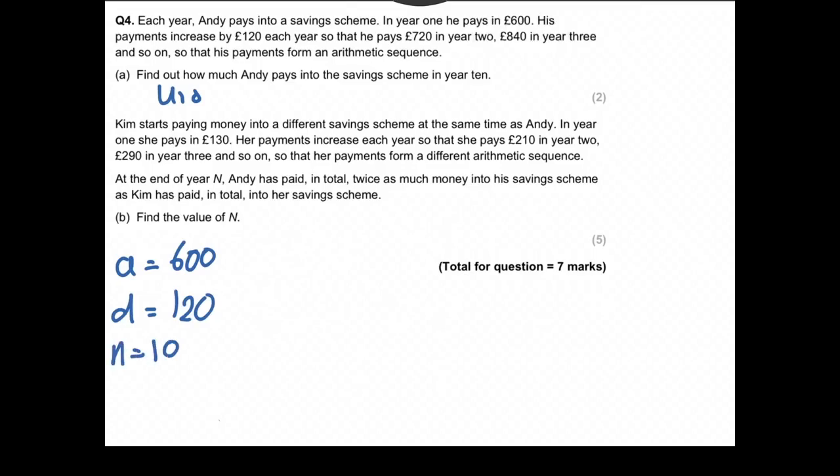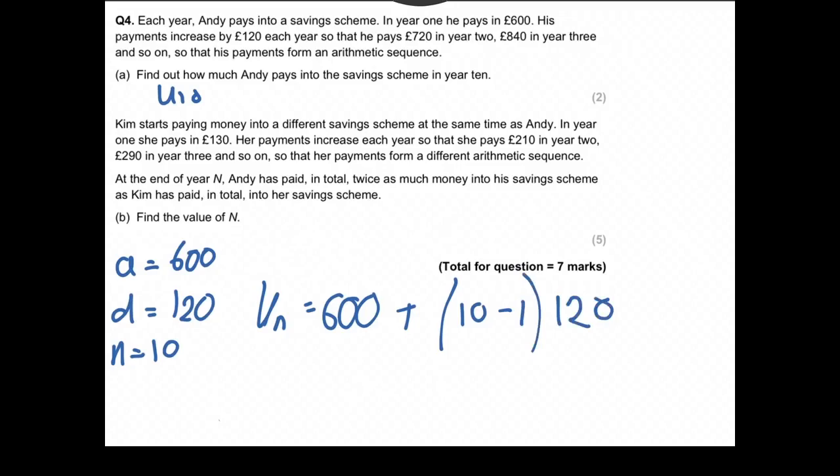So we're going to use our nth term equation. Un is a plus n minus 1 times d. So 600 plus 9 times 120, which gives me 1680. And that's worth 2 marks.